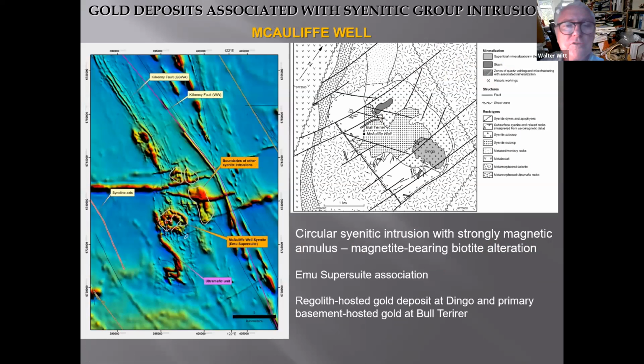At McAuliffe Well, which is another deposit north of Karari and Carosue Dam, we have a circular syenite intrusion surrounded by a magnetic annulus of biotite and magnetite of hydrothermal origin. At McAuliffe Well, we've got a regolith-hosted gold deposit at Dingo down here, but the main basement-hosted mineralisation of interest is in this northeast trending brittle fault that cuts through the syenite and into the surrounding mafic wall rocks.